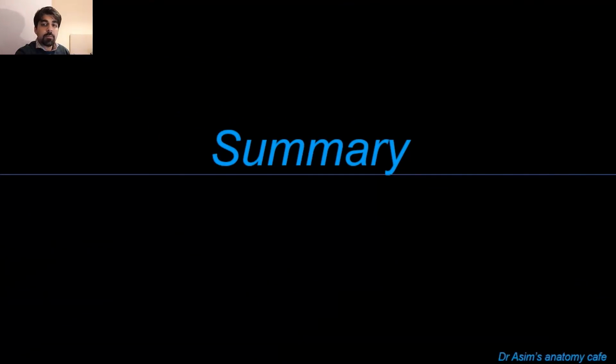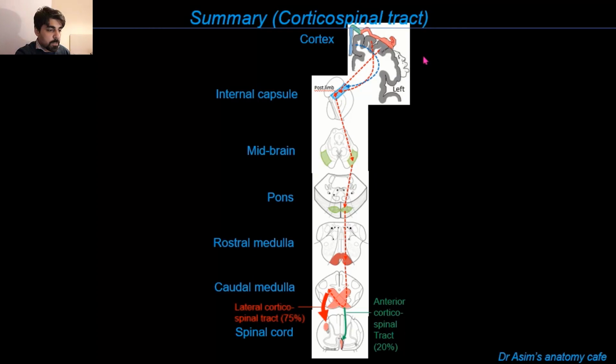So let's just quickly summarize what we have learned about the corticospinal tract fibers so far. The descending corticospinal tract fibers influence the voluntary skilled movements of the distal muscles of our body, especially the lateral corticospinal tract, and the anterior corticospinal tract, which adjusts the posture of the voluntary movement.